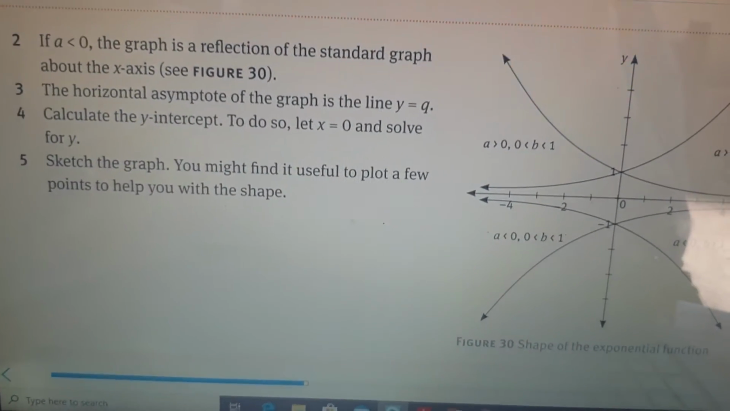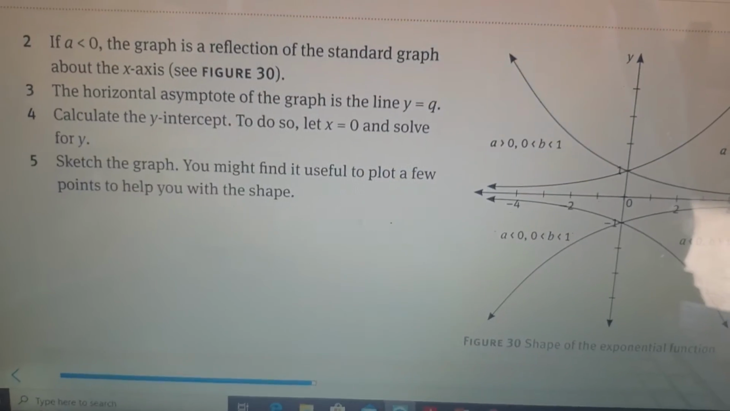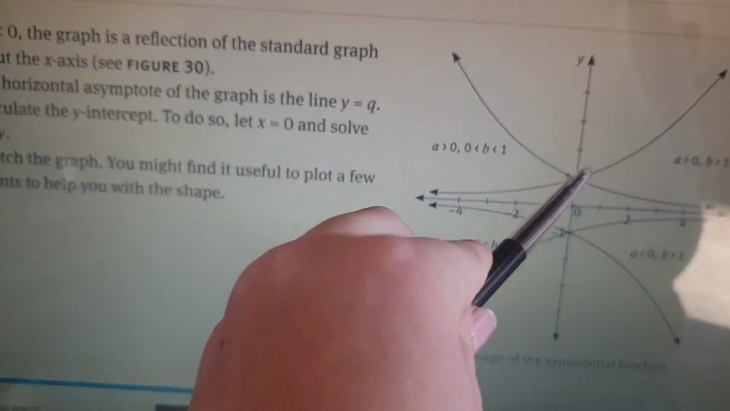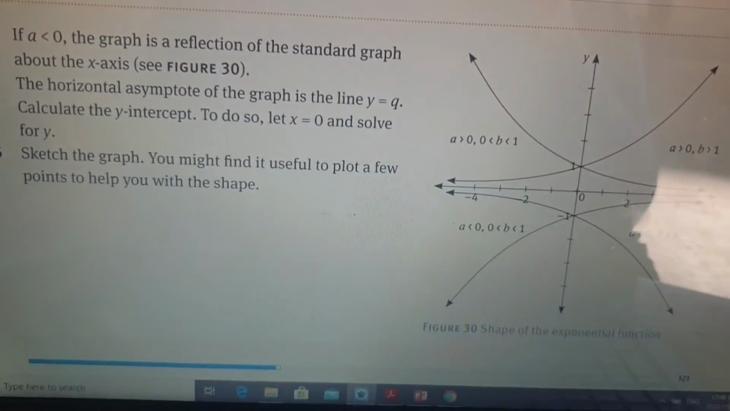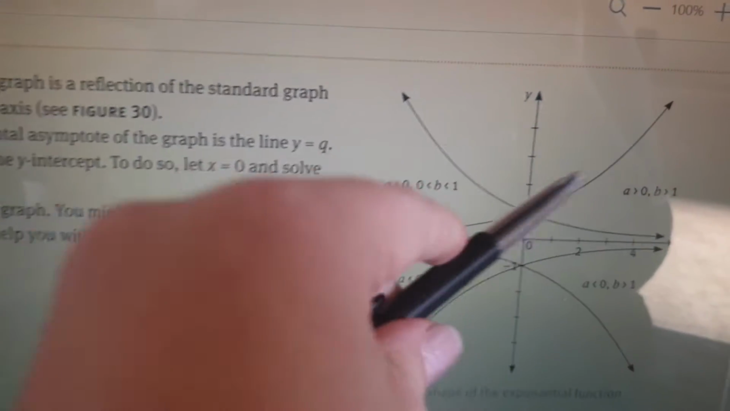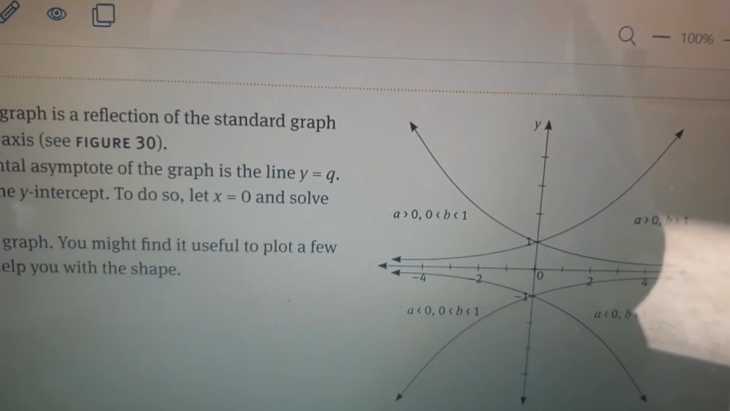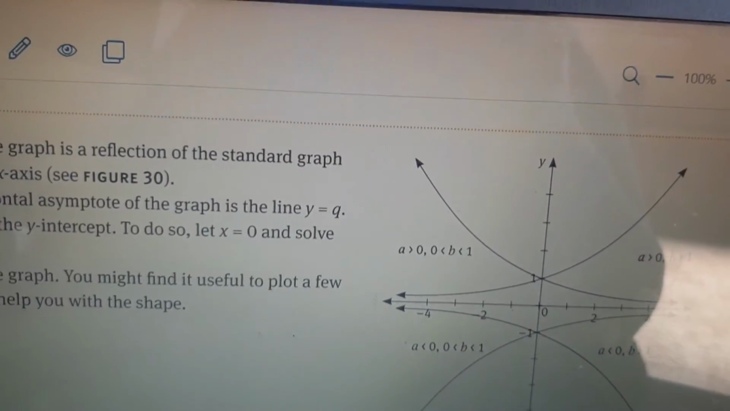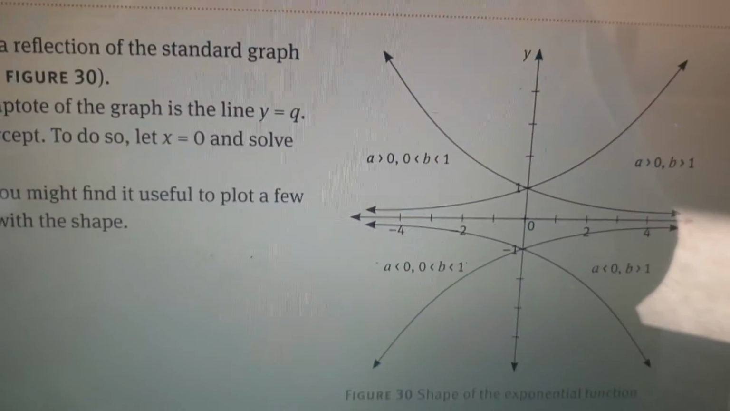So we looked at a, we looked at b, we looked at q. And now to calculate the y-intercept, in other words, where it goes through the y-axis, we say x equals 0. And then we will find the point where it goes through the y-axis. This is also your q value. Now we can sketch the graph by plotting a few points.